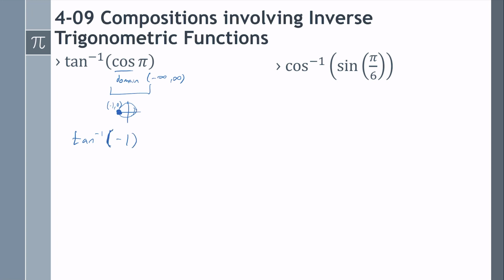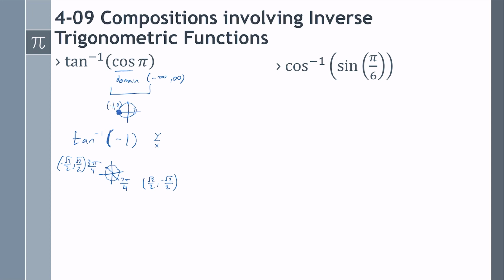All right, now, where does tangent equal -1? Remember, tangent is y over x, so I need the x and the y to be the same value, but one's positive and one's negative. So it would be here at 7π/4, where the coordinate is √2/2, -√2/2. Or up here at 3π/4, where the coordinate is -√2/2, √2/2.